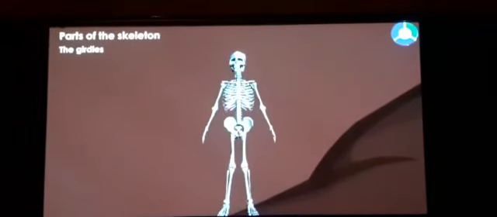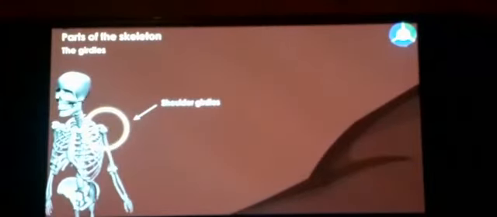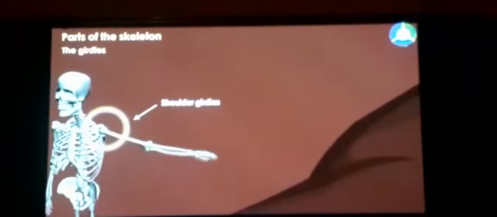The girdles. There are two pairs of girdles, a pair of shoulder girdles and a pair of hip girdles. The girdles lie on either side of the backbone and are fixed to it.